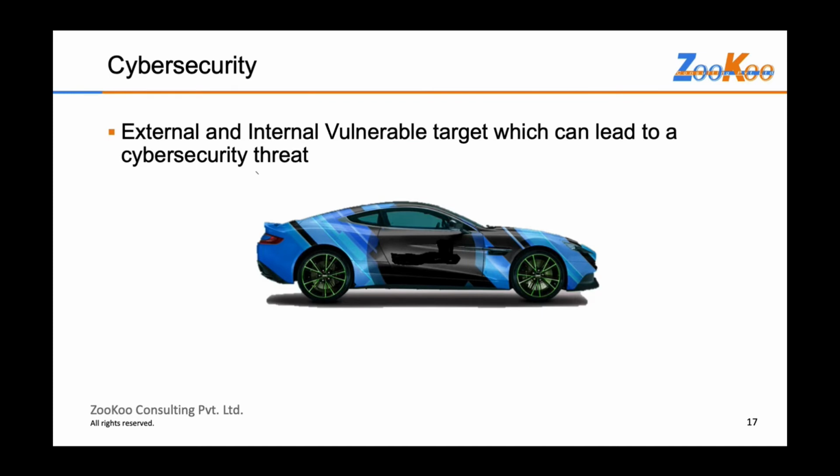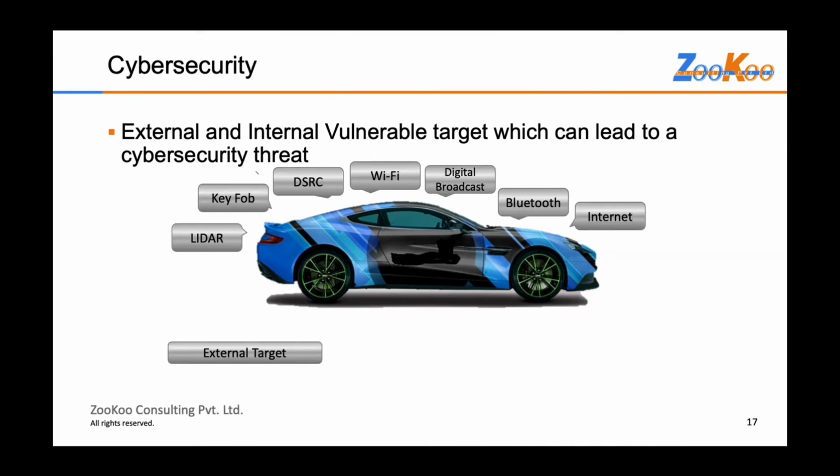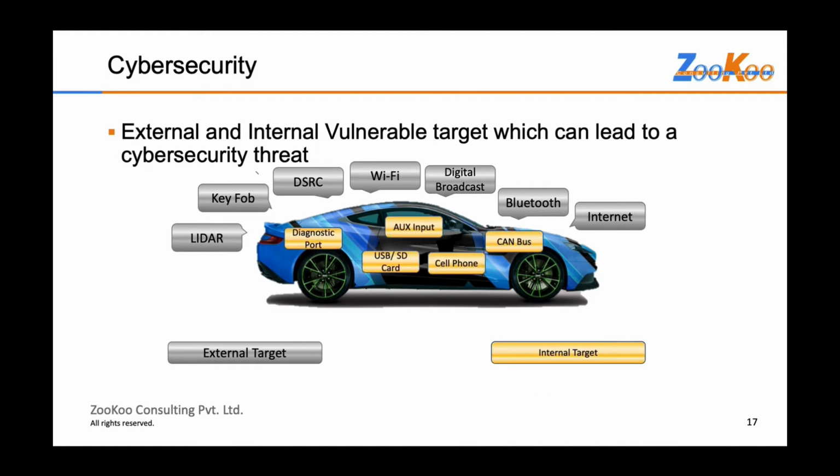External and internal vulnerability targets can lead to a cybersecurity threat. Here you can see some external targets: key fob, Wi-Fi, digital, Bluetooth, internet. We have to take care of these targets. Internal targets can be the diagnostic port, auxiliary inputs, CAN bus, cell phone, USB, SD cards. So these are the internal and external targets for cybersecurity threats.